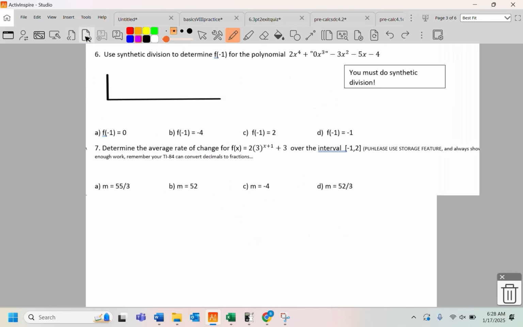All right, we have the synthetic division one. Synthetic division's got to be a staple of what you do. Numerous kids can't copy down numbers. Like, that is an issue. You got to pay attention to signs. That's a -3. That's a -5. That's a -4. And this says x is -1, so we're going to put a -1 on the outside.